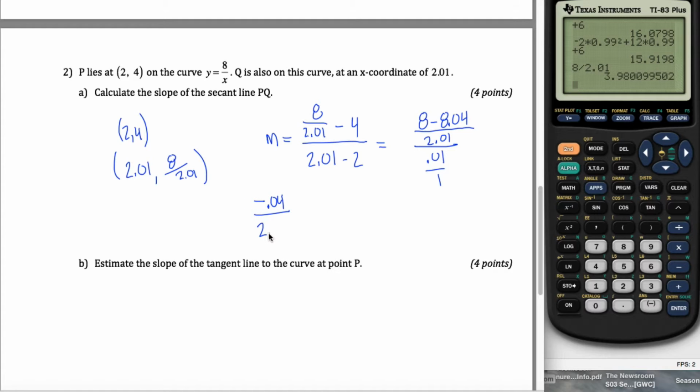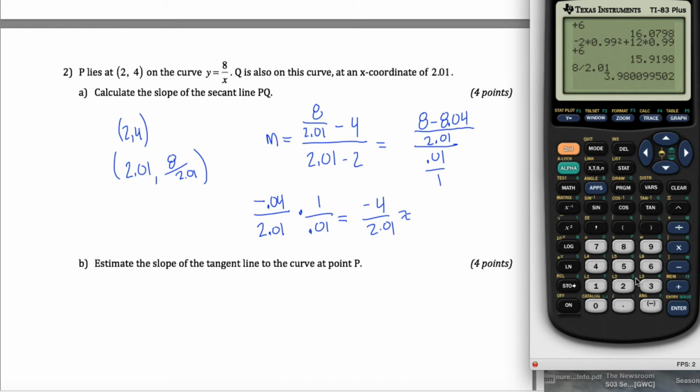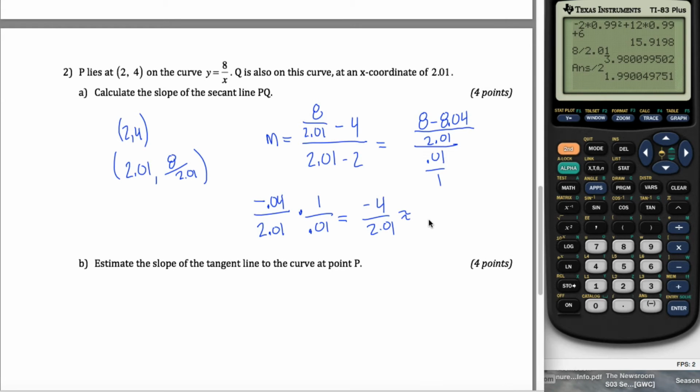And I'm dividing that by 2.01. And then I'm dividing that whole thing by 0.01 over 1. The way you divide fractions is like multiplying fractions, but you multiply by the reciprocal of the denominator. And so if I multiply straight across here, what I end up with is negative 4 divided by 2.01. And negative 4 divided by 2.01 is roughly equal to negative 1.99. Slope of this secant line is this value.